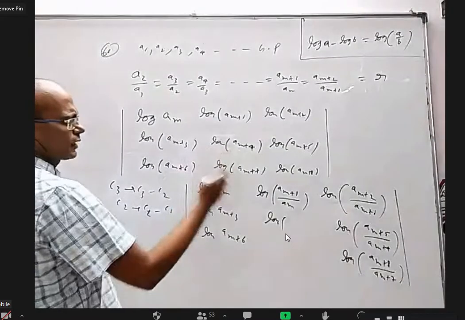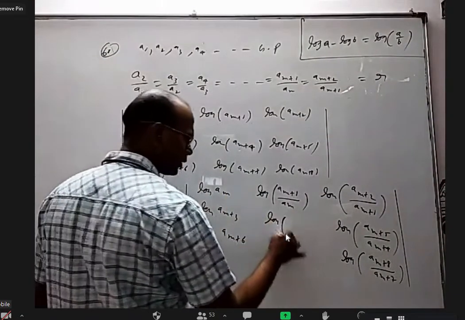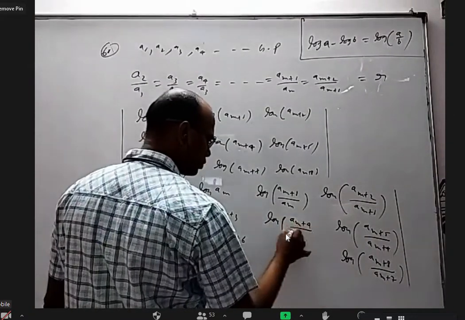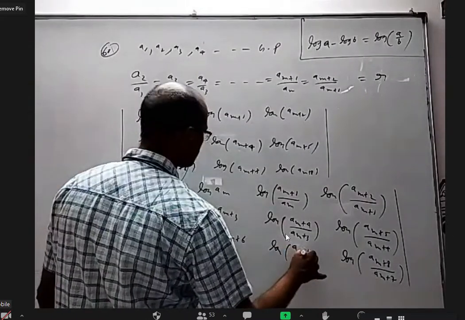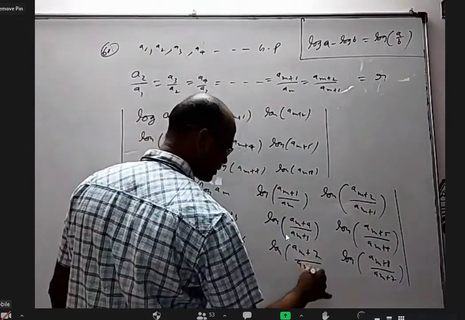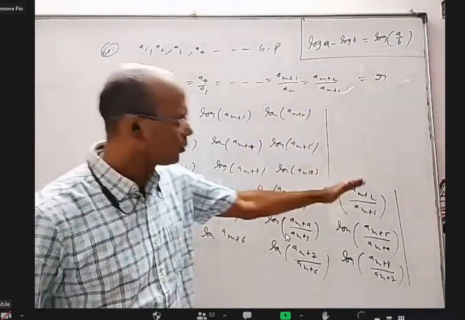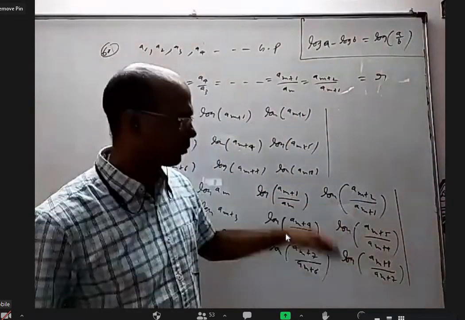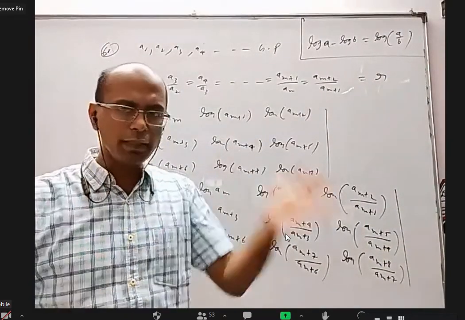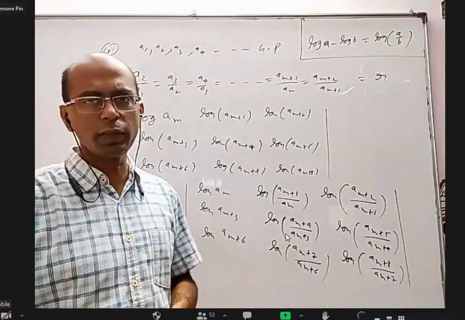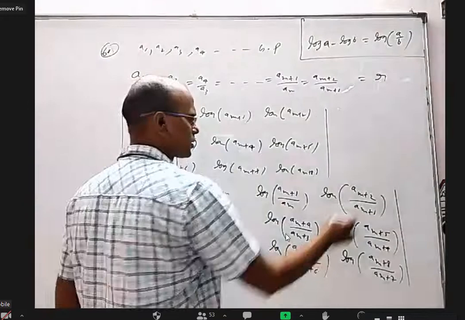This minus this, second column minus first column. This minus this is log A minus log B, log A by B: AM plus 4 by AM plus 3. This is similarly AM plus 7 by AM plus 6. But all these are one term by the previous term. Any term by the previous term is common ratio in a geometric progression, like in arithmetic progression any term minus previous term is common difference. So this is R, this is R, this is R, this is R, this is R.